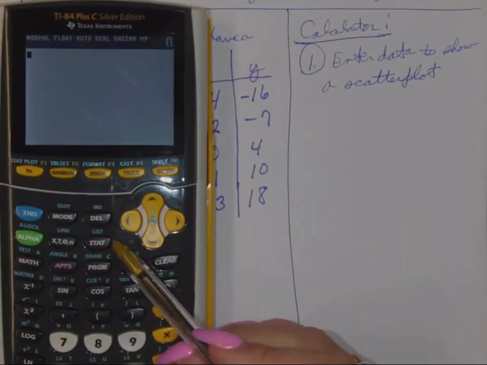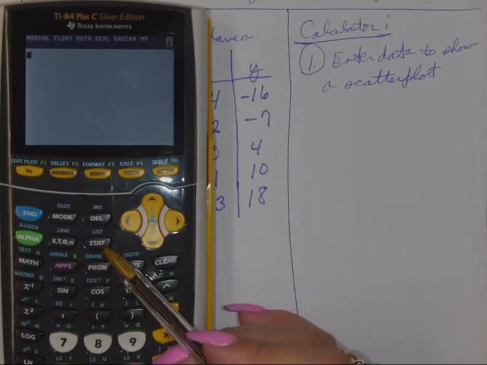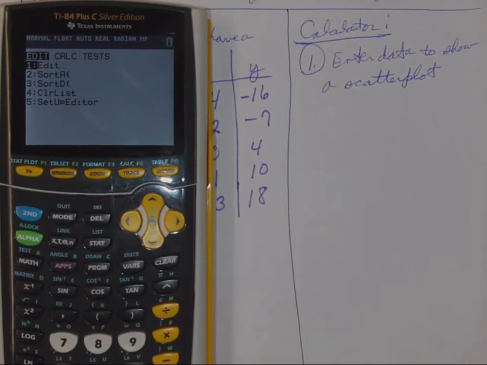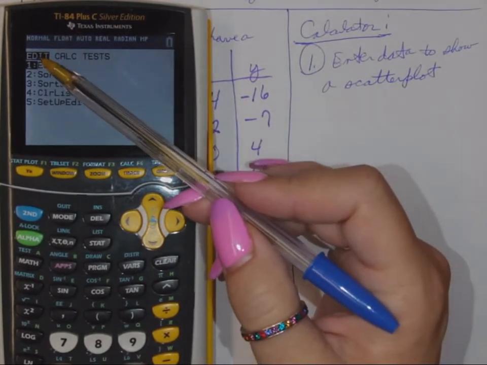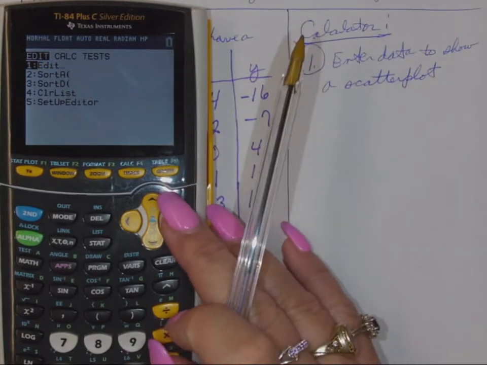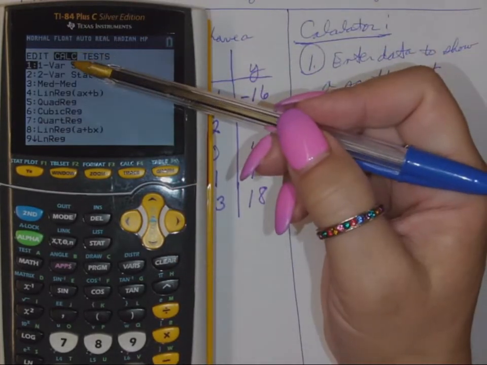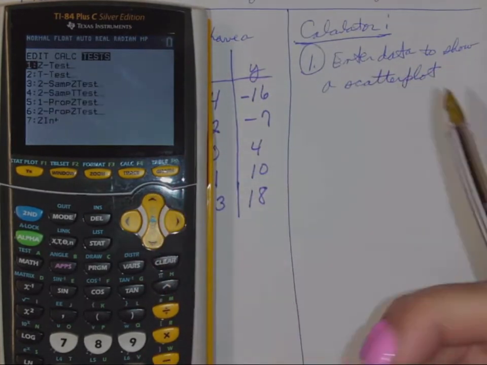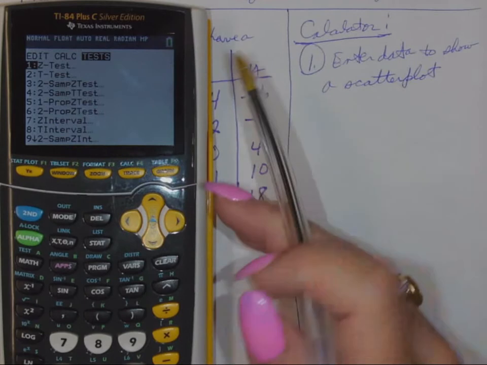The stat button is right there beside it on the left, okay? So we're going to hit stat, and you see this table, this list of things comes up. I have three options up here at the top. Edit, and if I arrow over to the right, calculate, and I get a new list that comes up. And if I arrow over to the right, tests, and I get a new list that comes up.